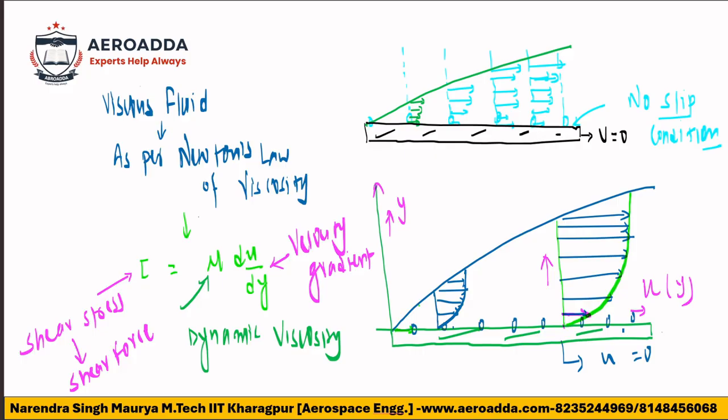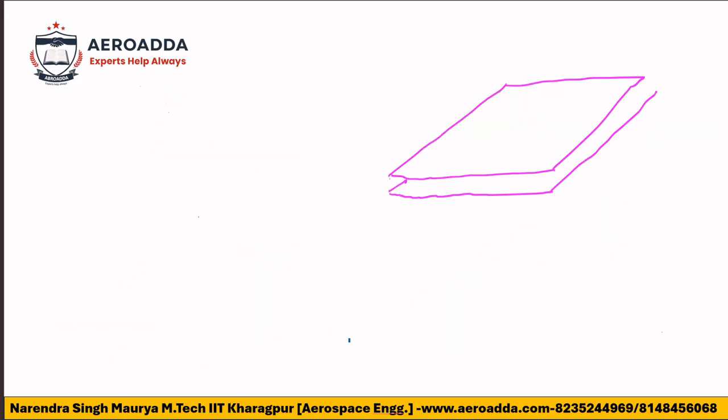No slip condition is not only at static condition, it is at moving condition also. If the plate is moving with 20 meters per second, whatever particles are at the surface of the plate are also moving with the same 20 meters per second. So if you see the relative velocity, again it becomes zero. That is called no slip. So exactly on the plate, the velocity is zero.